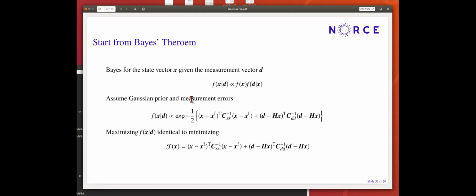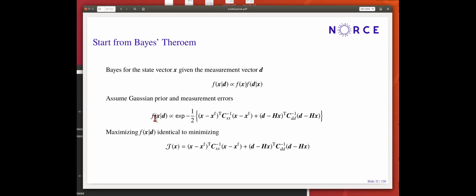Then we start again from Bayes, but now in vector form. I'm basically omitting the normalization factor because it turns out that in the derivations I'm doing, I never need it. I'm not solving for the full distribution; I'm just using this proportionality between the prior and the likelihood. We assume Gaussian prior and measurement errors again. There should be a transpose of these two, let's see. No, it's correct. Sorry, my mistake.